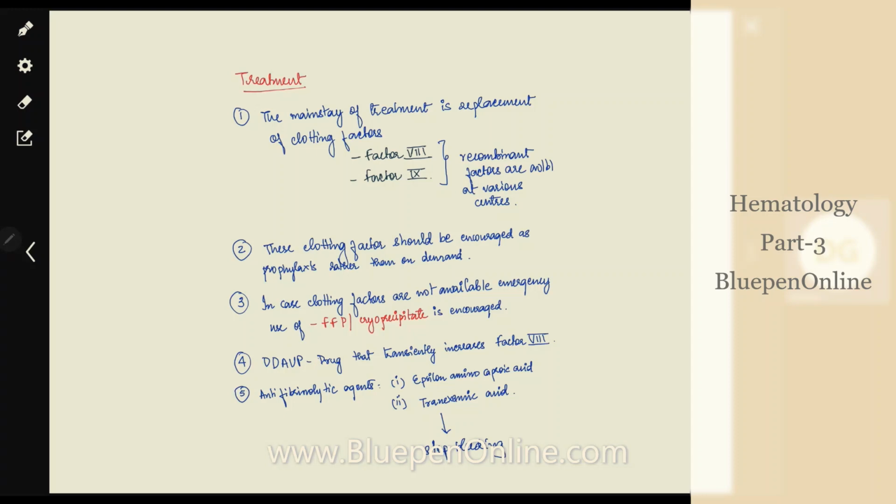So once I confirm that there is deficiency of either factor 8 or factor 9, the mainstay of treatment is replacement of these clotting factors. They are available as recombinant factors at various centers. These clotting factors should be encouraged as prophylaxis rather than on demand. In case clotting factors are not available, in emergency you can use FFP or cryoprecipitate. DDAVP is a drug that transiently increases factor 8, but it is not curative. Antifibrinolytic agents like epsilon aminocaproic acid and tranexamic acid can be used to stop bleeding.